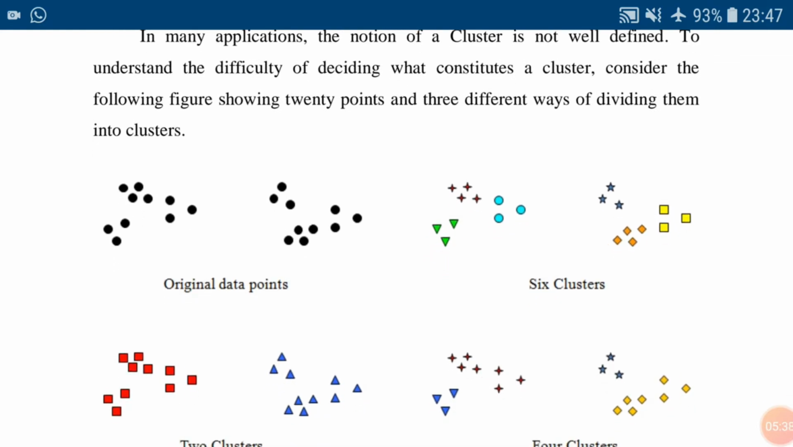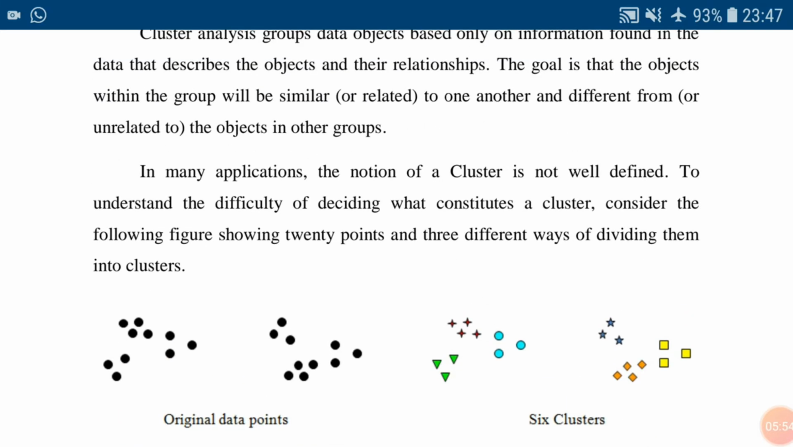So in the figures we can clearly observe that each and every cluster has some elements that are similar to each other within the cluster and dissimilar to elements in the other cluster. So next we will see, in many applications the notion of a cluster is not well defined.